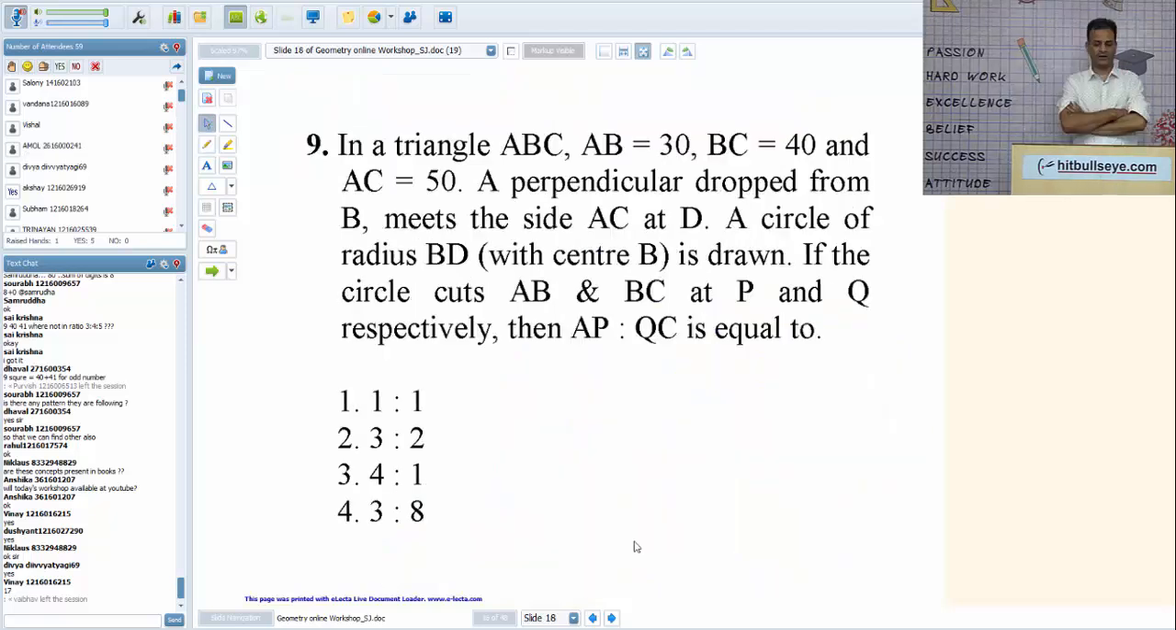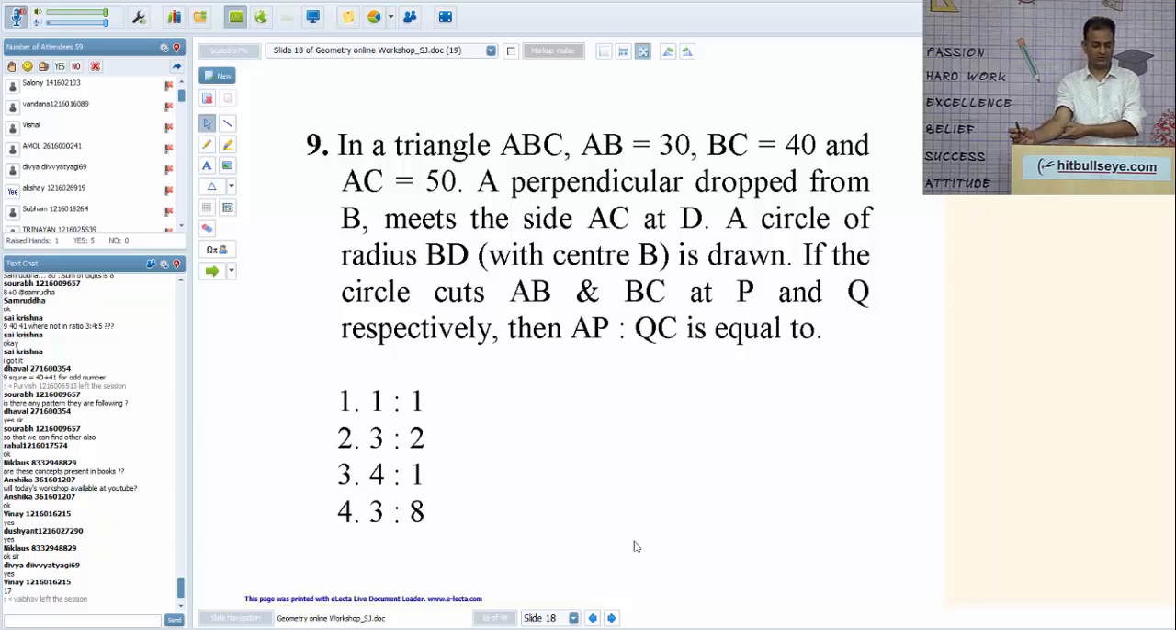Now move to the next question. In a triangle ABC, AB is 30, BC is 40. CAT question again. The data is changed, but the question is from the CAT bulletins. And if you think logically, you can also get the answer after drawing a diagram.